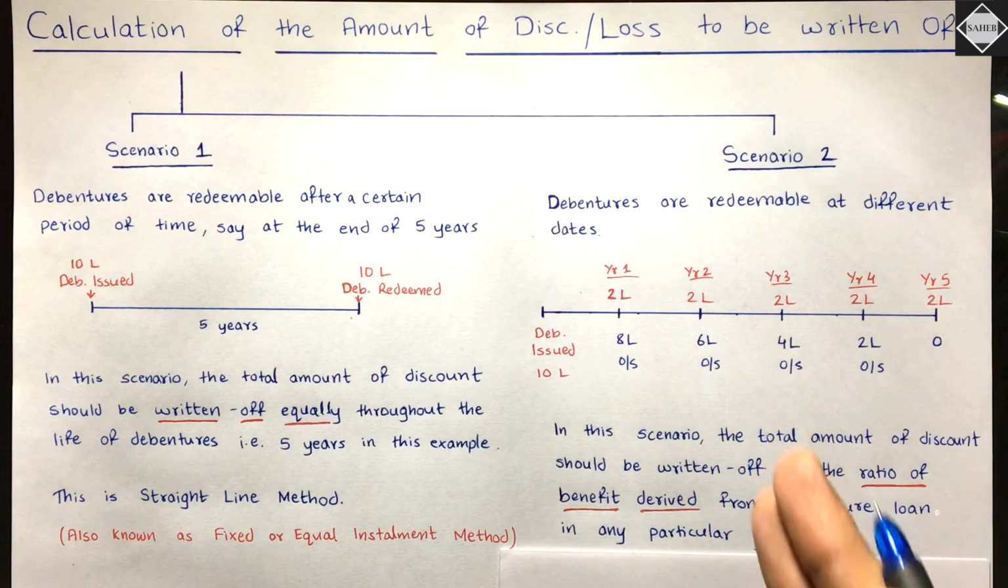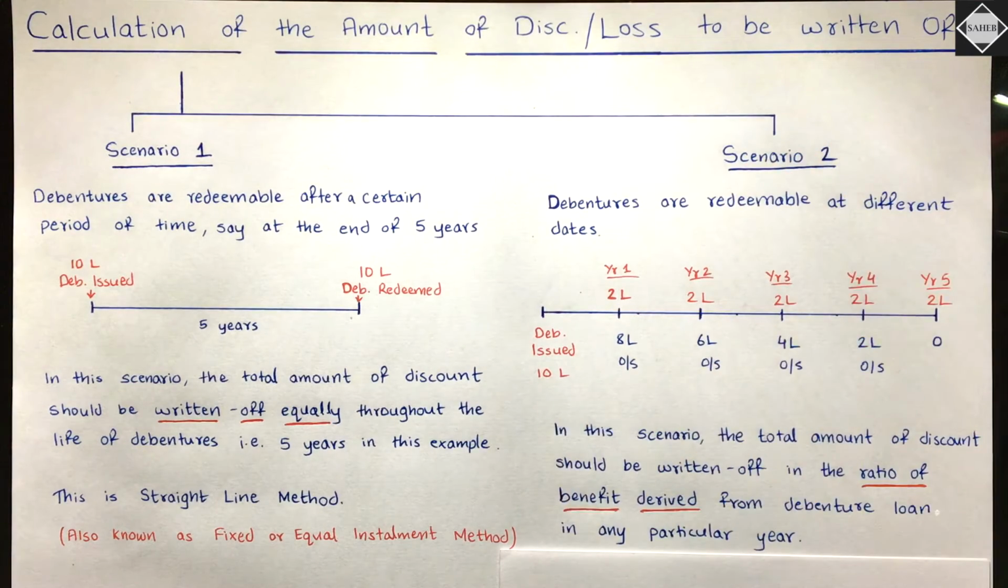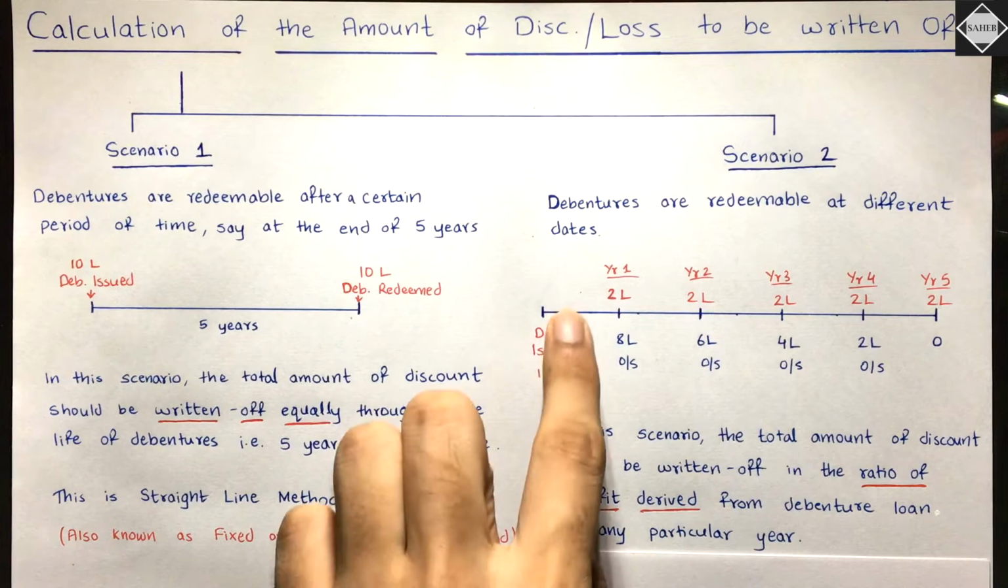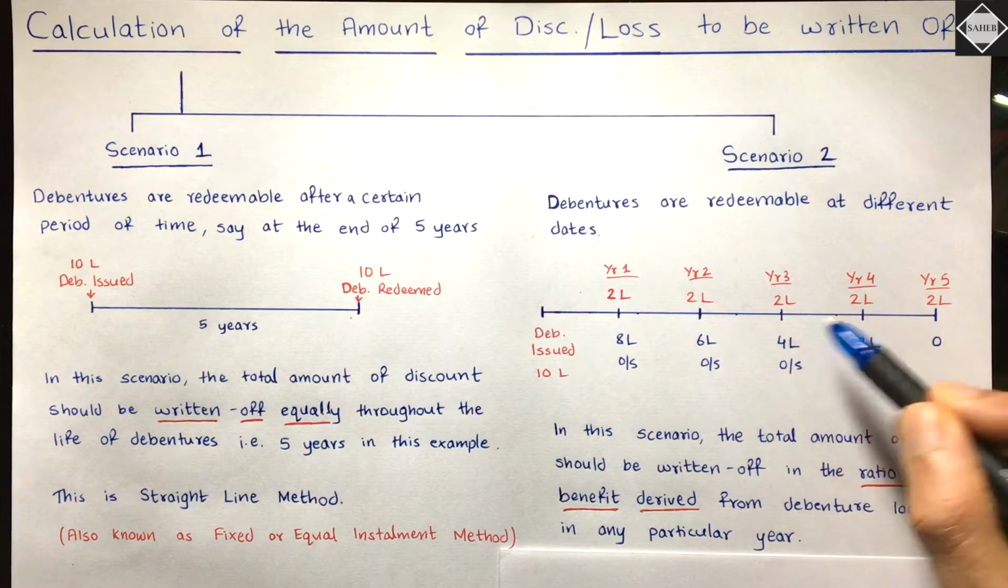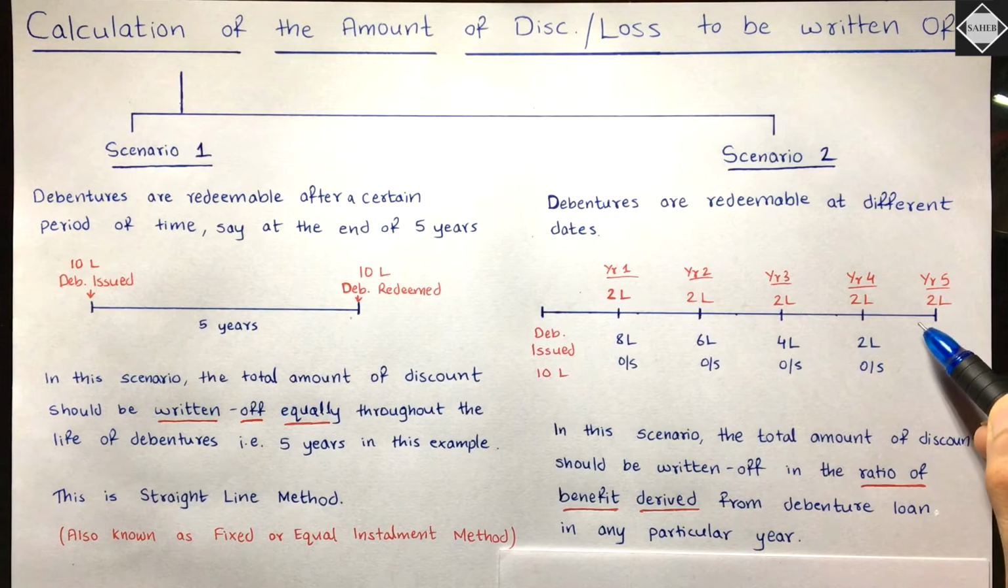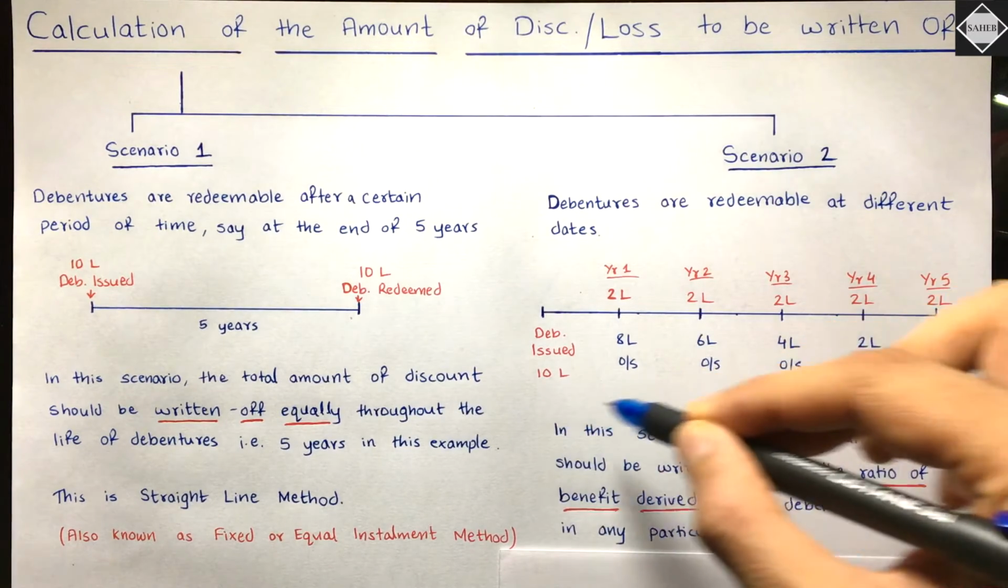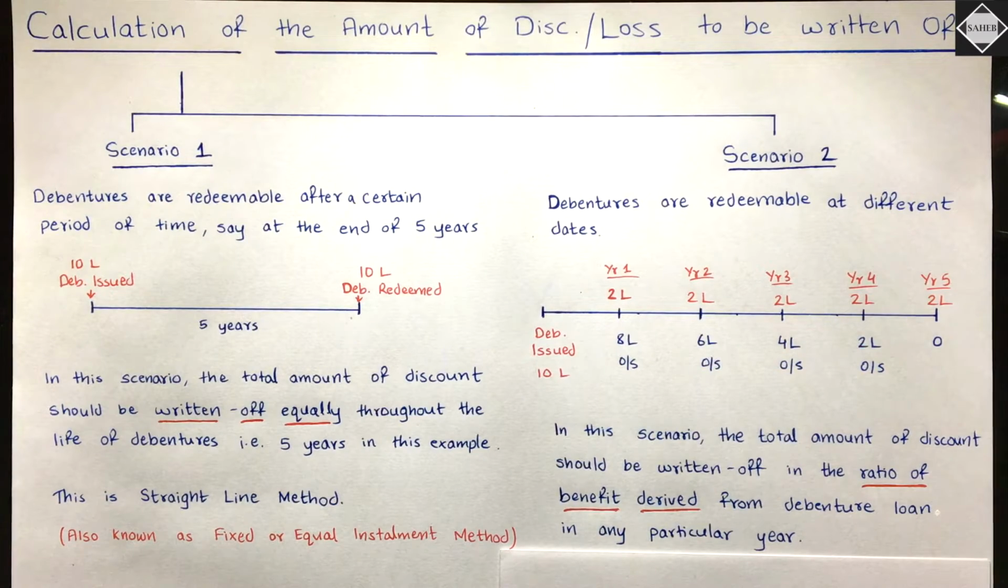You have to see how we are getting the benefit. As I said, in the first year 10 lakh benefit, in the second year 8 lakh benefit, in the third year 6 lakh benefit, in the fourth year 4 lakh benefit, and in the fifth year 2 lakh benefit. So in this ratio only we will distribute. Is that clear? This is what we are going to do.